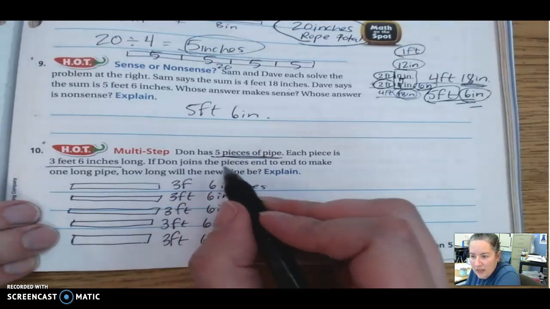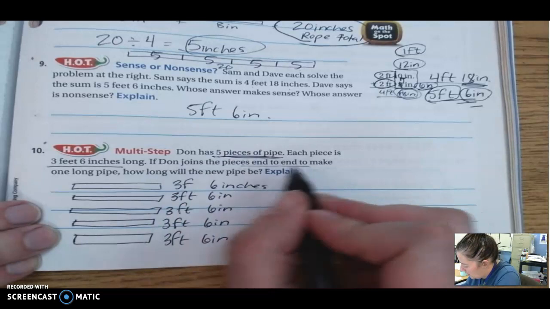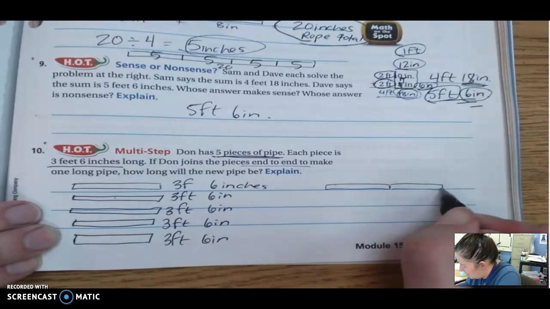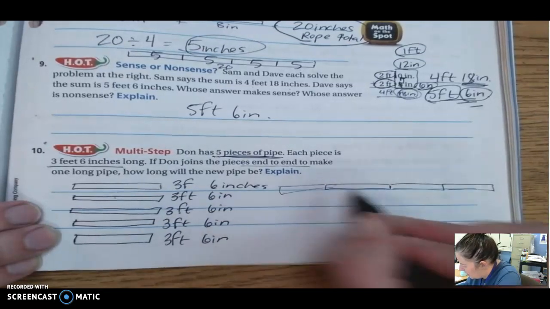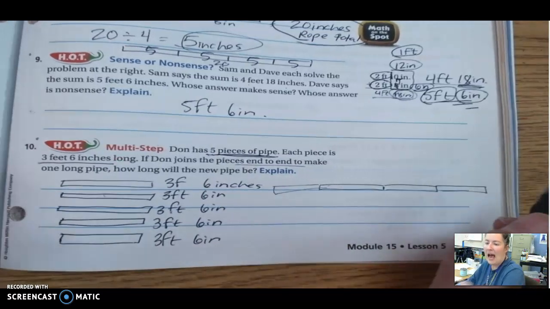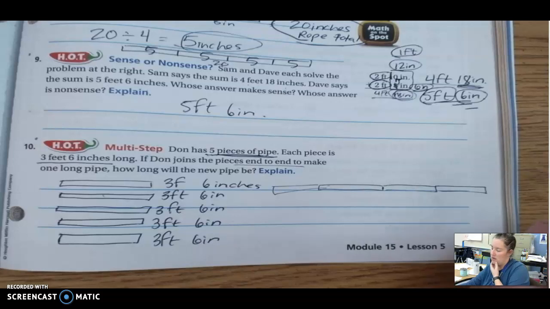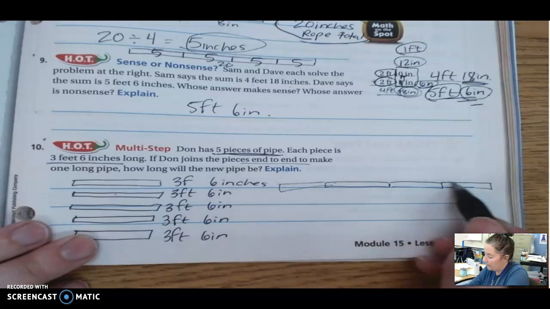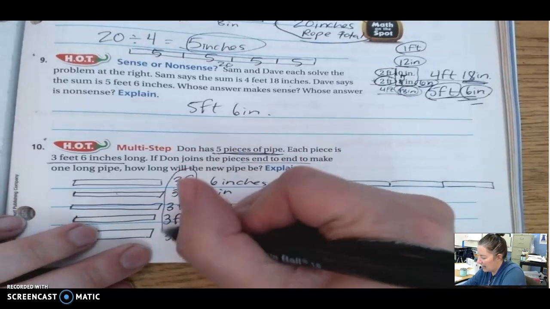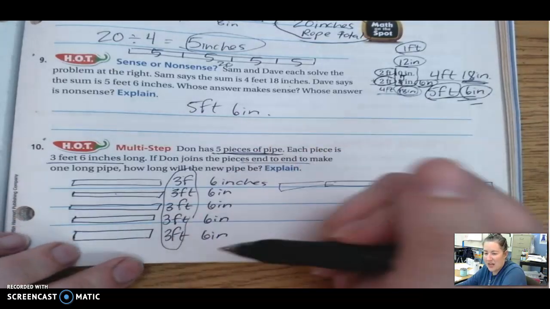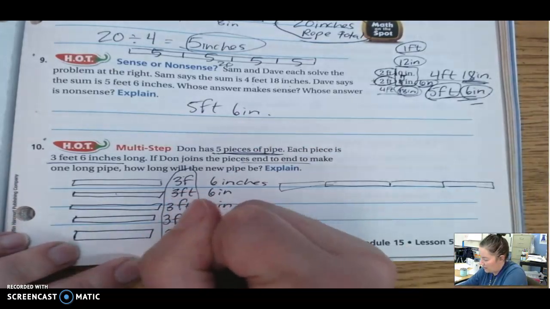If John joins the pieces end to end, so he's gonna stack them next to each other like this, and then draw like this, right? He's gonna put them all together, joins them together end to end to make one long pipe. How long will the new pipe be? Well, that would be taking all these and adding them all together, right? Because this one and this one and this one and this one. All right, let's start. I'm just going to add the feet part. 3 feet, 3 feet, 3 feet, 3 feet, 3 feet. What's 5 times 3? That's a total of 15 feet.